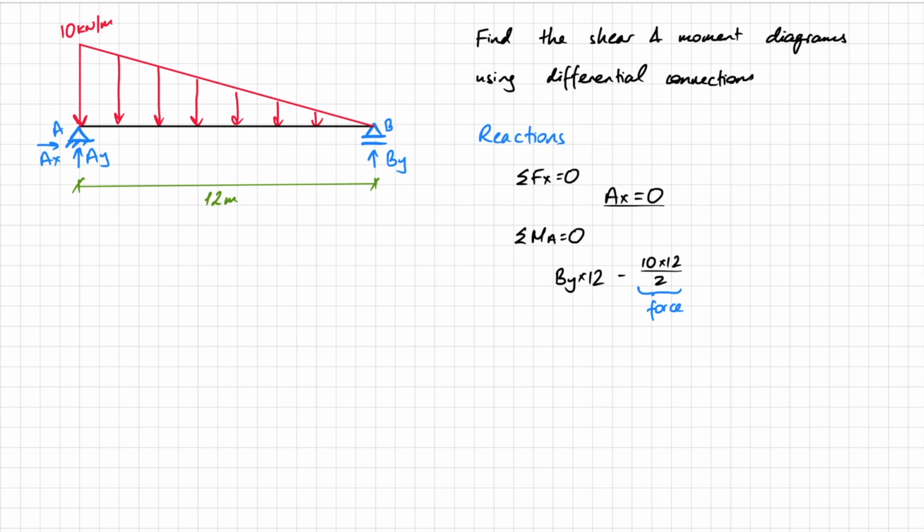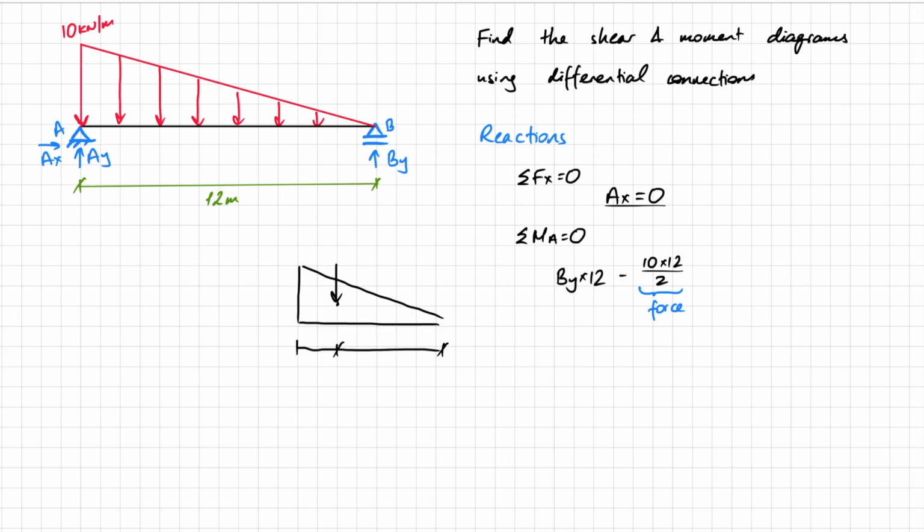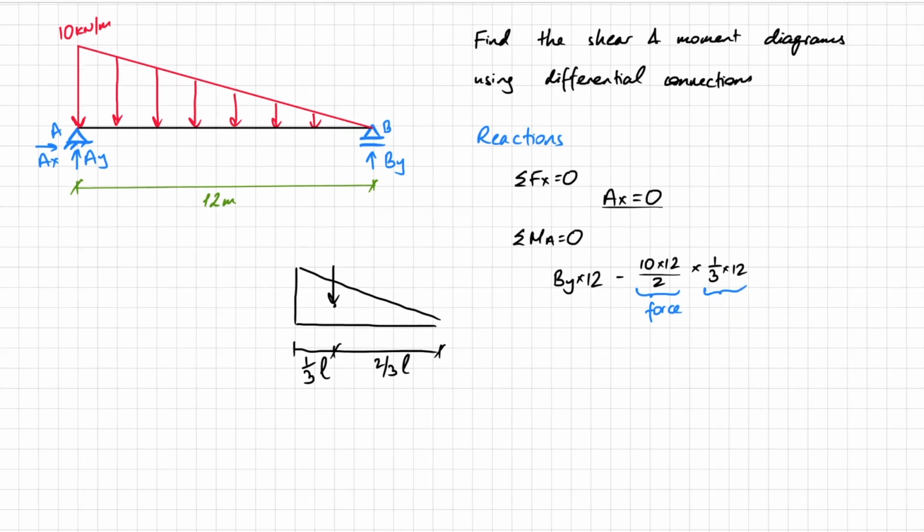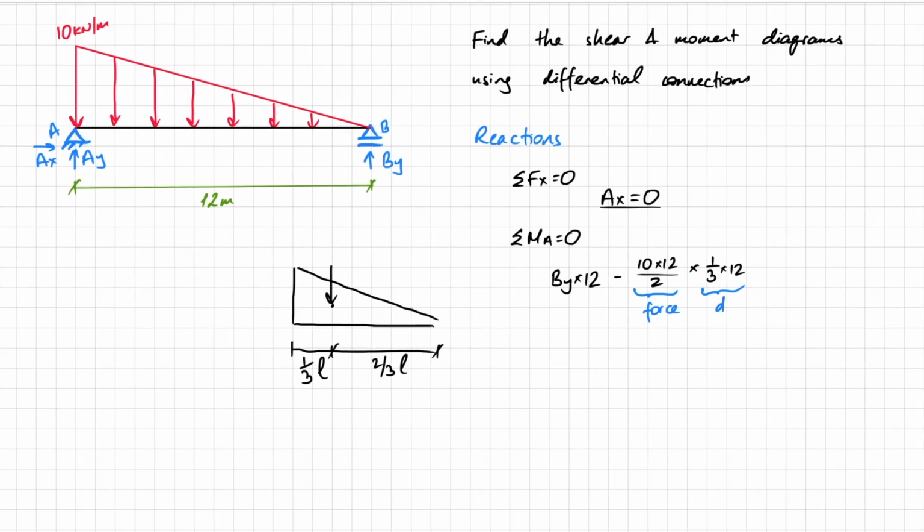And then I've got the lever arm, and I know that for a triangular load, the centroid, or where that equivalent load goes, is always going to be 1/3 and 2/3 of the length. So in this case, I've got 1/3 of 12, and that gives me the distance. Nothing else contributes to moment around A, so that equals 0, and if I sum it all up nicely, I get that 12 By equals 240, and therefore By equals 20 kilonewtons.